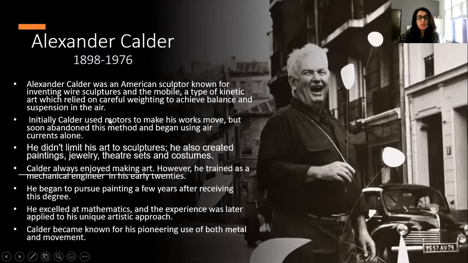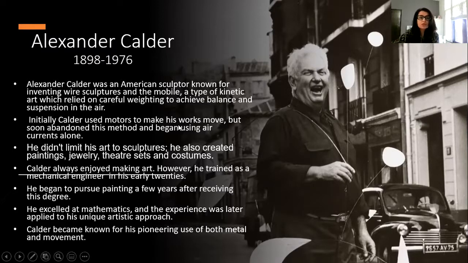Initially, he used motors to make his mobiles move, but then he abandoned that method and started using air currents. And he did not limit his art to sculptures. He also created paintings, jewelry, theater sets, and costumes.